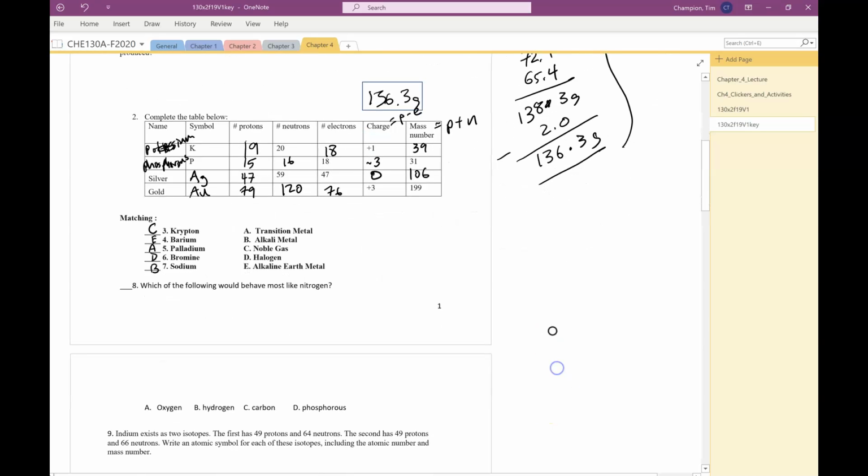We're asked to pick who's going to behave most like nitrogen. What we're going to look for is who's in the column with nitrogen. So nitrogen has phosphorus, arsenic, for example, going down the column there, and there's phosphorus. Phosphorus is going to be most like nitrogen. What that means is that there's a compound called NH3, and that is called ammonia. There's a compound of phosphorus and hydrogen that's PH3. That's what we mean by most like. It behaves similarly.